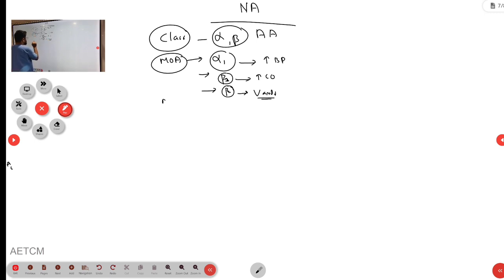Now we come to the metabolism. It has a rapid onset of action, around 1 to 2 minutes, and it is metabolized by the monoamine oxidase and the catechol-methyltransferase, and finally it is excreted through the urine.